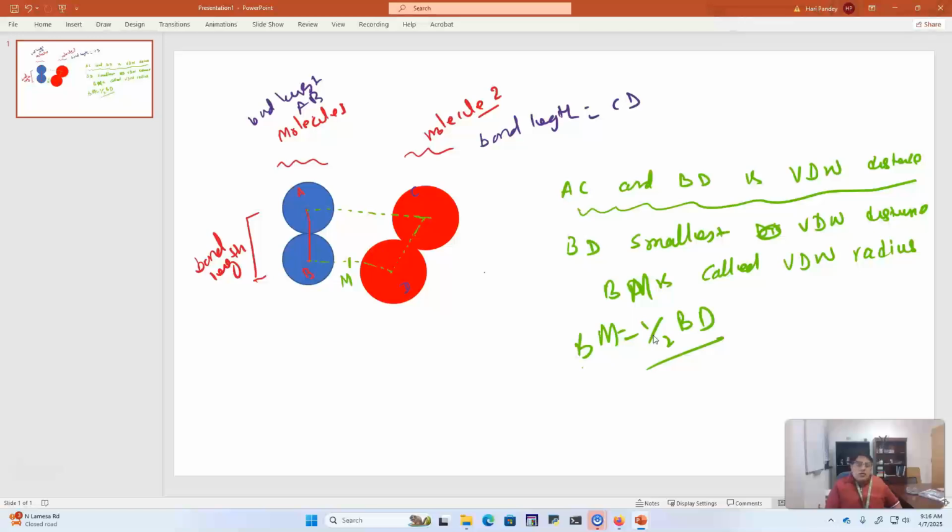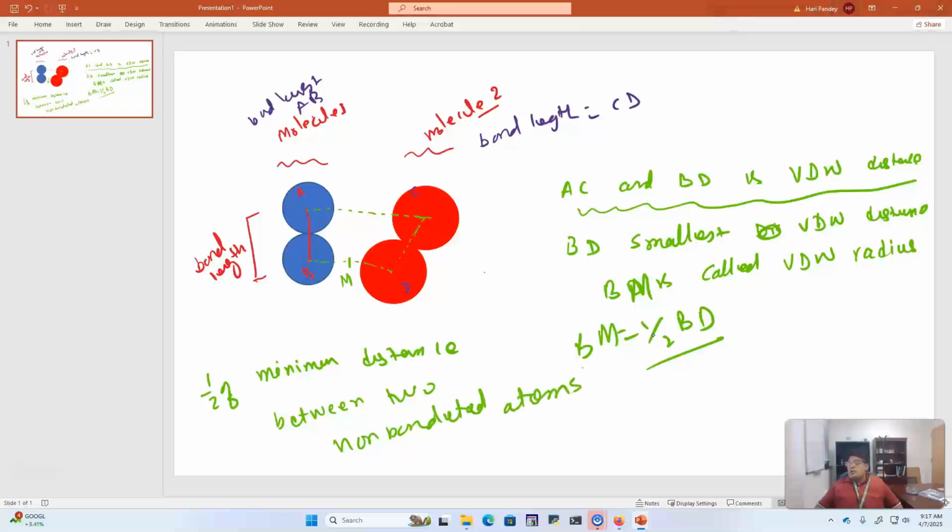So the van der Waals radius is equal to half of the minimum distance between two non-bonded atoms.